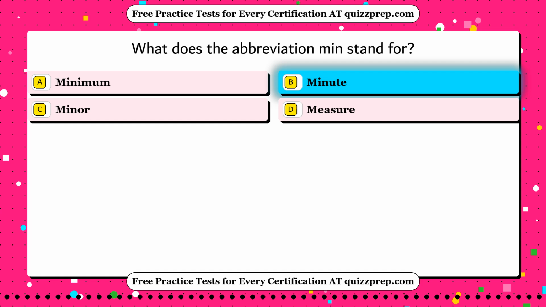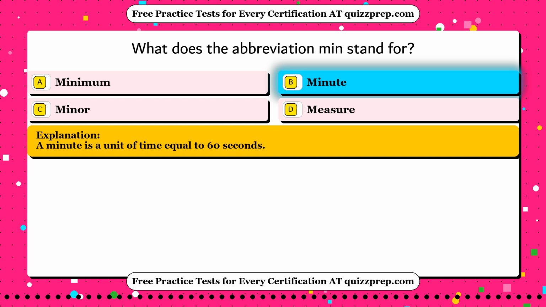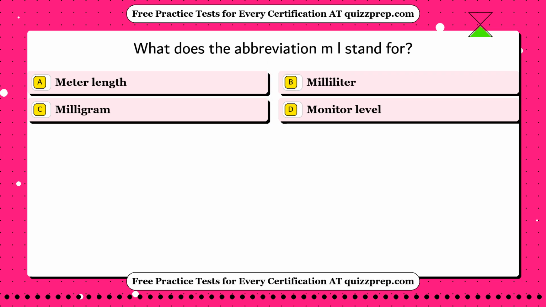The correct answer is option B, minute. A minute is a unit of time equal to 60 seconds. Question 74. What does the abbreviation ml stand for? Option A, meter length. Option B, milliliter. Option C, milligram. Option D, monitor level.